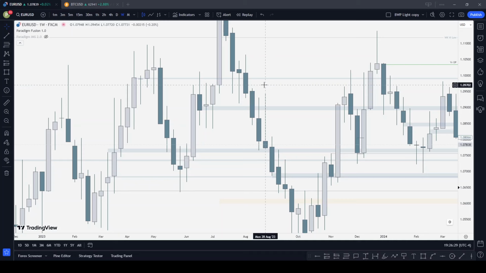So if price makes the first return to a bullish new week opening gap, the algorithm will typically not allow a close below that new week opening gap. All right, and if you get a first return into a bearish new week opening gap, the algorithm will not allow a close above it. So let's look into the chart.